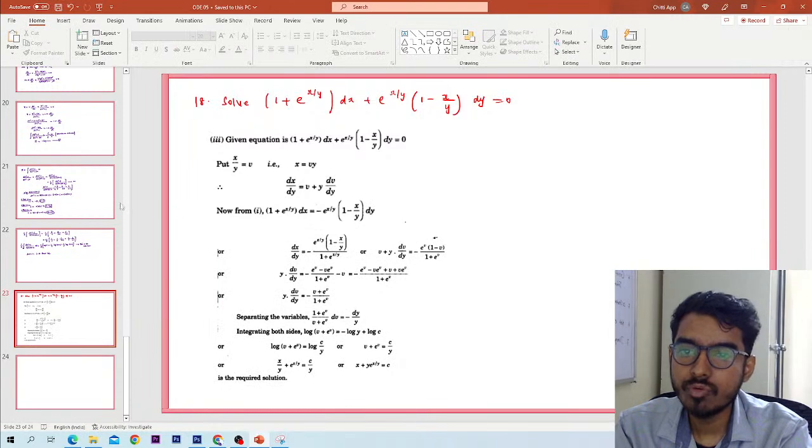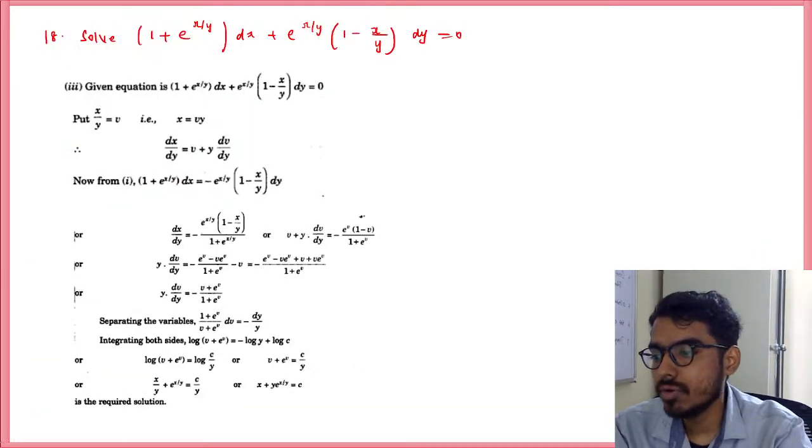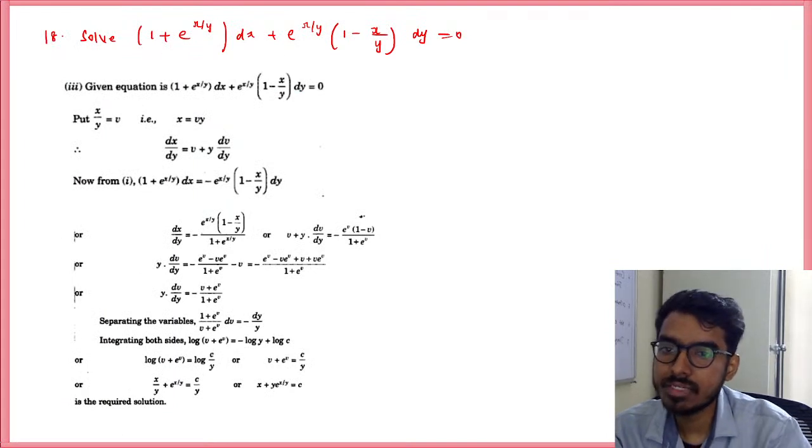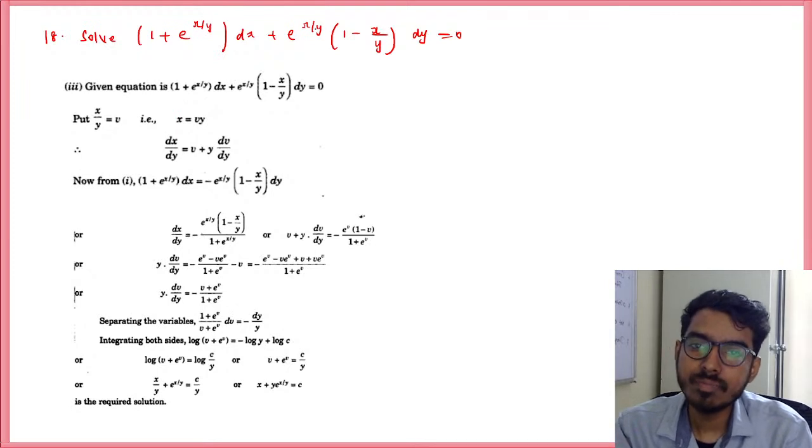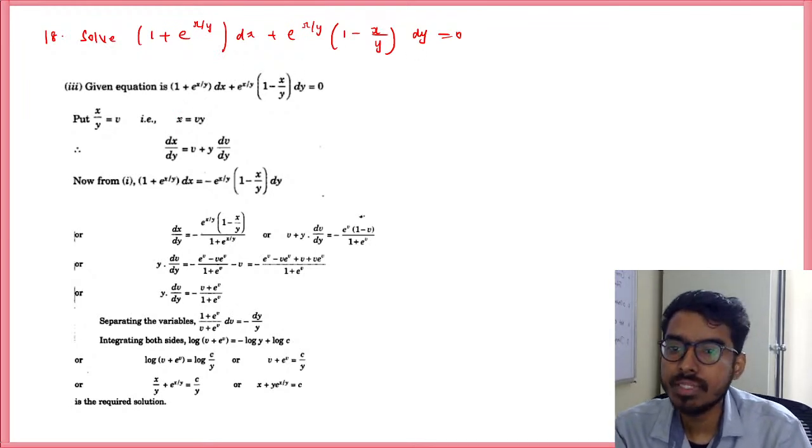Usually we will put y to be equal to vx, right? So usually what we will do is put y is equal to vx and so on. Since we have x by y, x by y, x by y, what they are doing is put x is equal to vy.